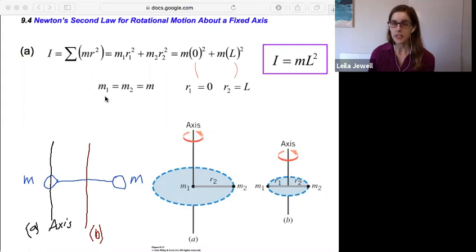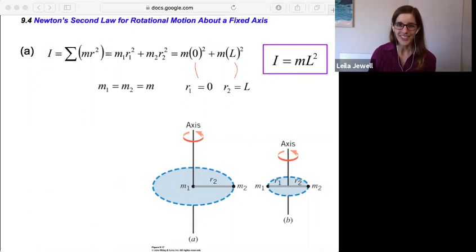And the masses in this example are equal to each other. So m1 is equal to m2, they're both just m. So if we plug in those for m, so they have the same m, we have 0 and L squared, we find that our moment of inertia is just mL squared for case A. What about for case B? We know in case B, it's the same masses, and so we haven't actually changed the physical setup, just the pivot point. Is that enough for anything else to change?